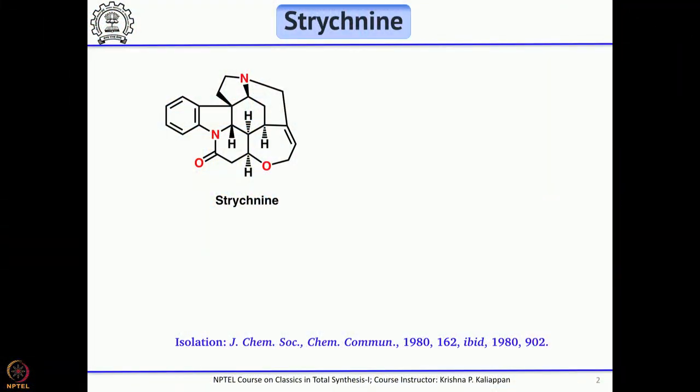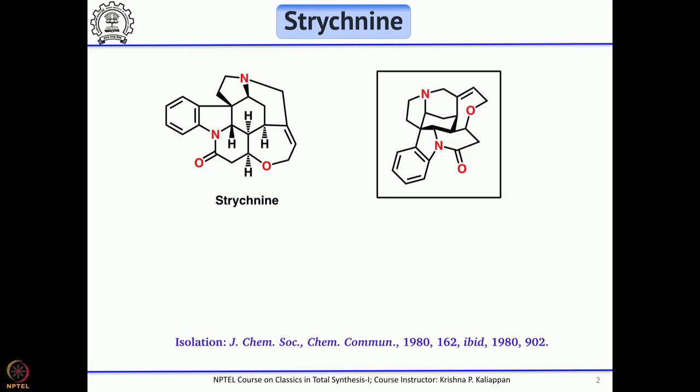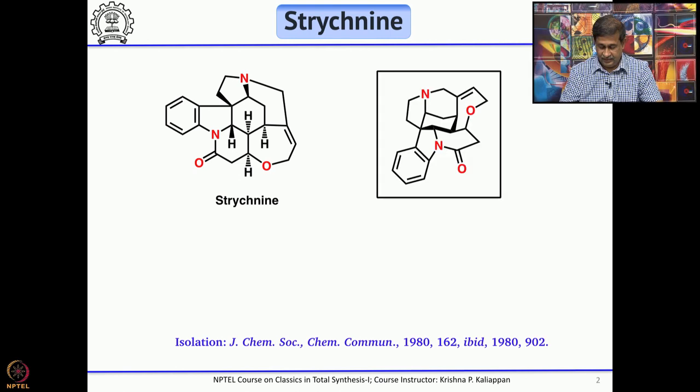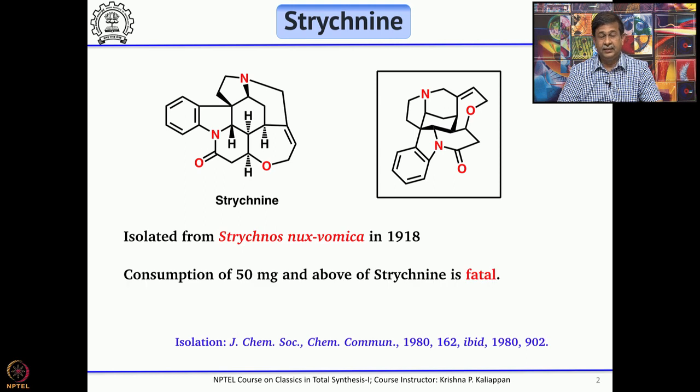It was one of the most complex molecules isolated, in 1918, and this is the structure of strychnine. In fact, it is one of the first complex alkaloids to be isolated. It was isolated from Strychnos nux-vomica in 1918, and it was considered one of the most dangerous natural products, because if you consume anything more than 50 milligrams of this natural product, it is fatal. It is so dangerous that this poisonous material should be handled very, very carefully.